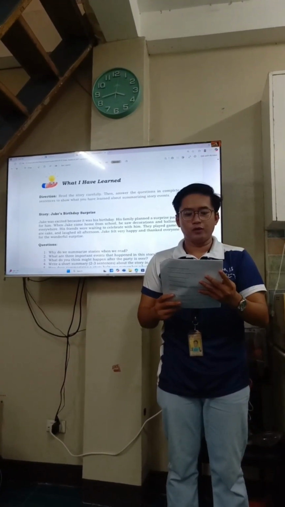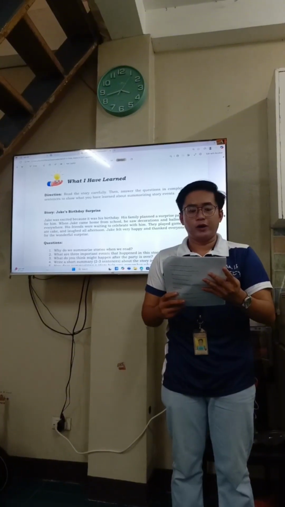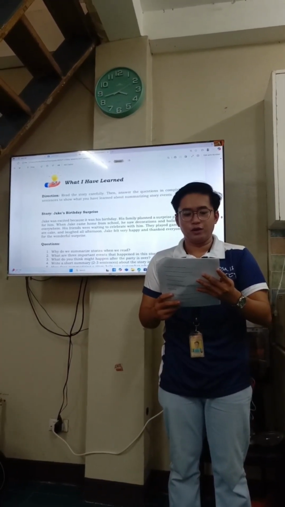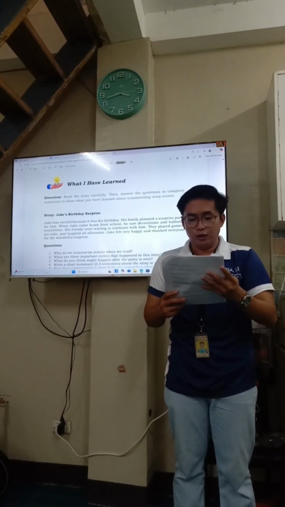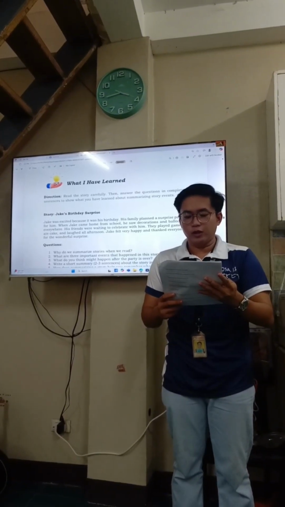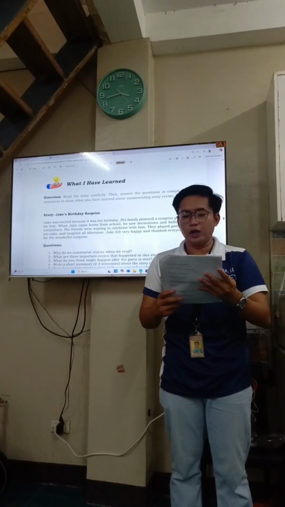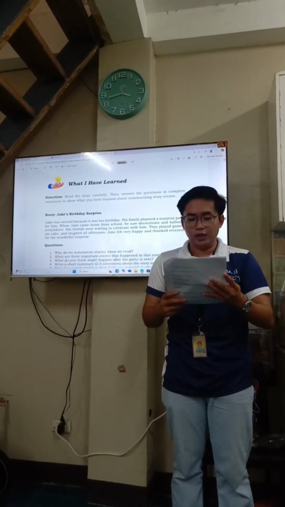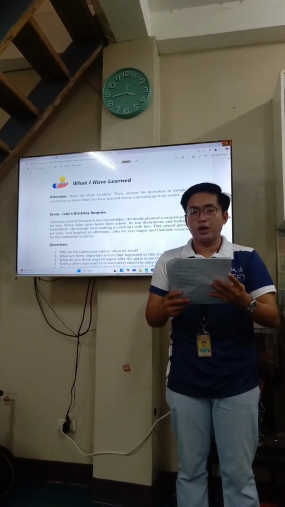Ask learners to reflect on what they have learned from the story Jake's Birthday Surprise. Let them answer the questions found in the What I Have Learned section. Ask, why do we summarize story events after reading? What are the 3 most important events in Jake's story? How does summarizing help you understand the story better? This step allows learners to think about their own learning and apply what they discovered about summarizing story events.